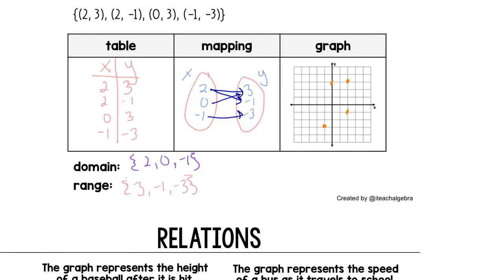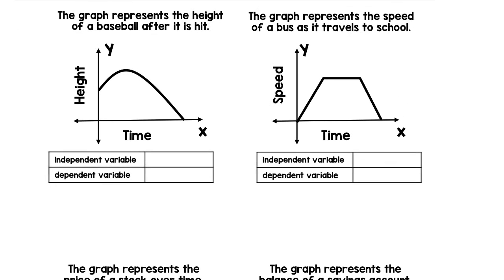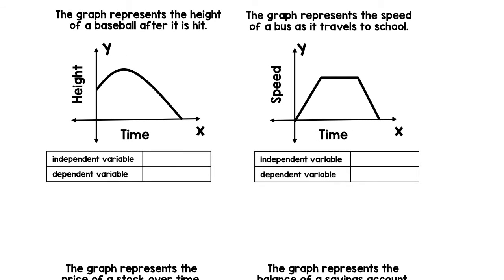All right, and if you can do that, you've got the gist of it. Flip your paper on over. We're going to talk about graphs and relations and what that means. The graph below on the top left here represents the height of a baseball after it is hit. The independent variable is always X. In this case, it's time. The dependent variable is always Y. In this case, it's height.